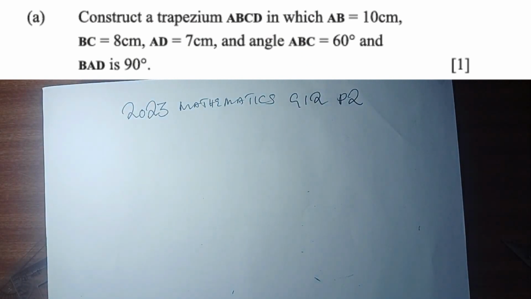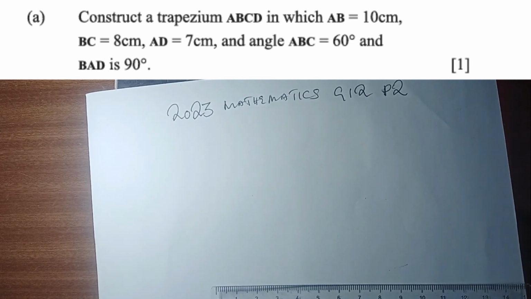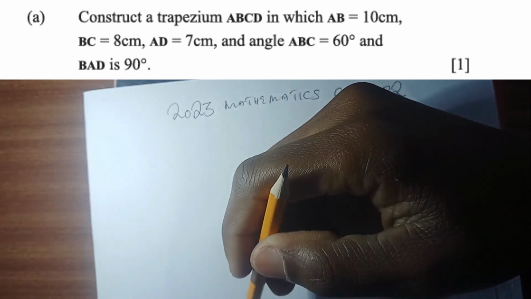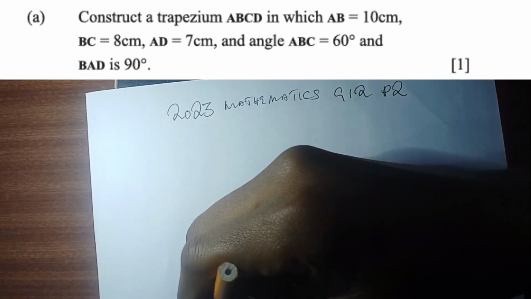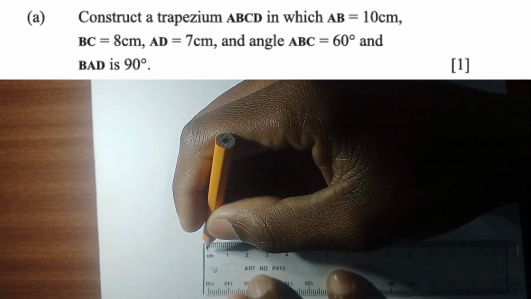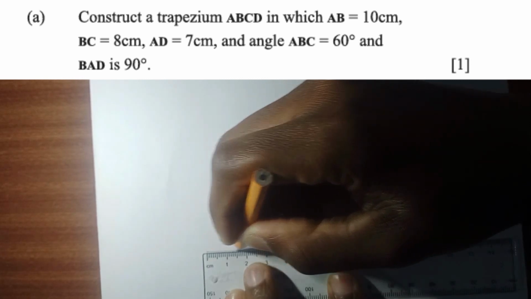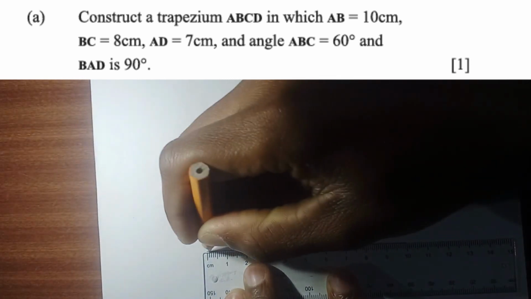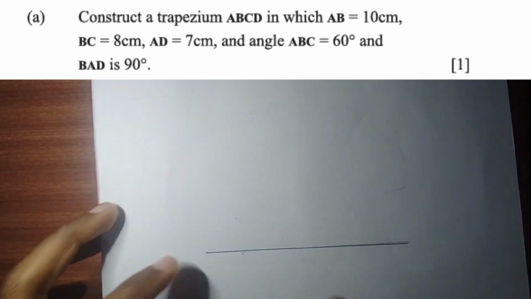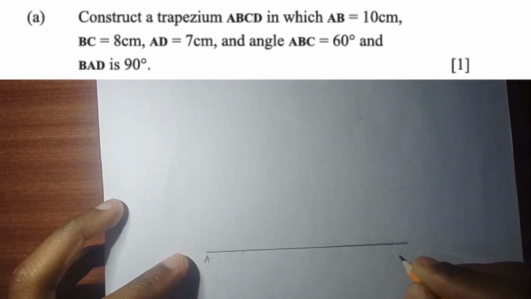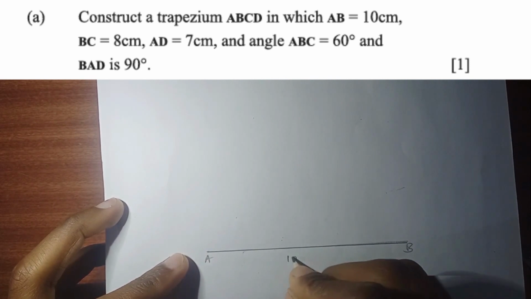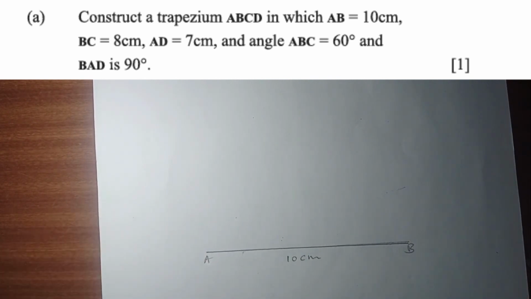The question says, construct a trapezium ABCD in which AB is 10 centimeters. So let us get our ruler. We have to make a 10 centimeter line. We start from 0, always start from 0. Hopefully you're able to see. Then we extend it to 10 centimeters. Then you label it as A, B, and you indicate the units, 10 centimeters. So we have done that part.